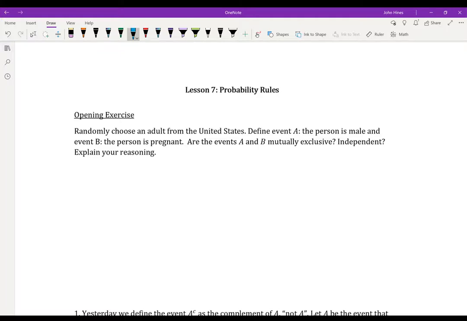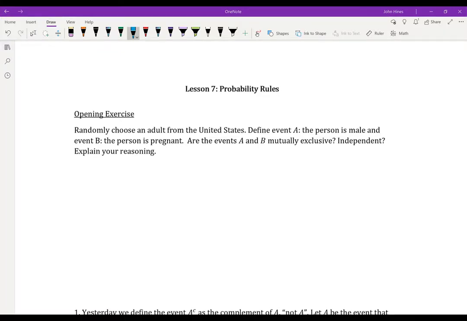Hi, everybody. In this lesson, we're going to play around with some probability formulas that we've learned over the past 2 weeks. So let's review something that we ended with on the last lesson. Randomly choose an adult from the United States. We'll define the event A as the person is male and the event B as the person is pregnant. So are the events A and B mutually exclusive?